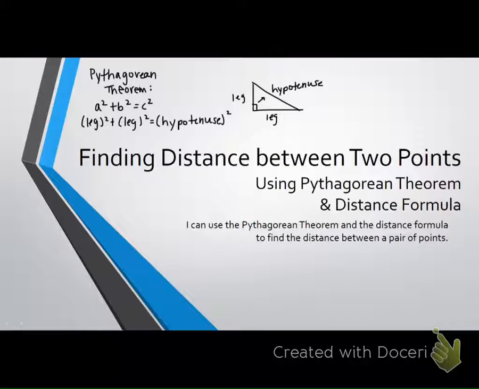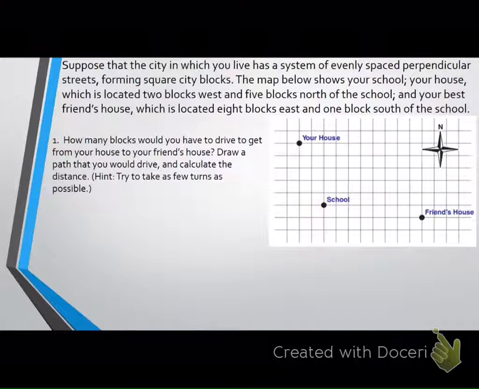All right, so let's look at the next slide together. Suppose that a city in which you live has a system of evenly spaced perpendicular streets. What does perpendicular mean? Not just intersecting, more detailed than that. They do intersect, but at what? A right angle. So think right angle. I know there's not a lot of space there. So when you think perpendicular, they intersect at a right angle. It's more than just intersecting.